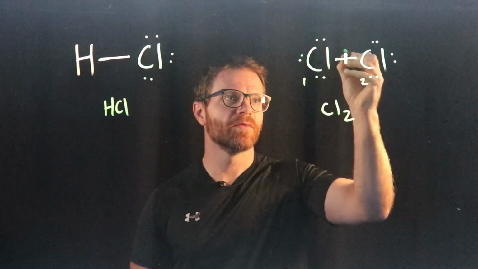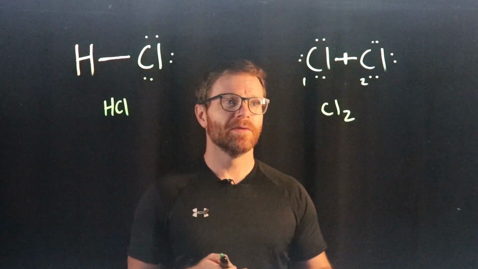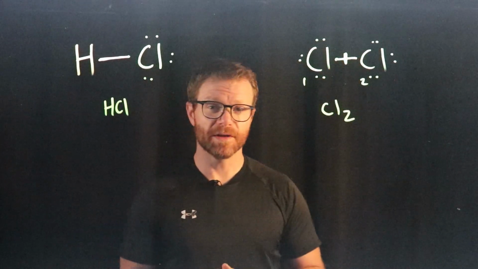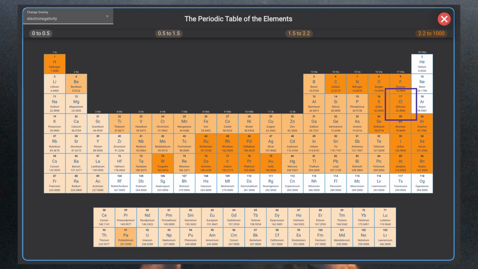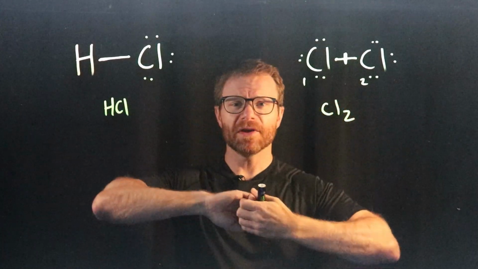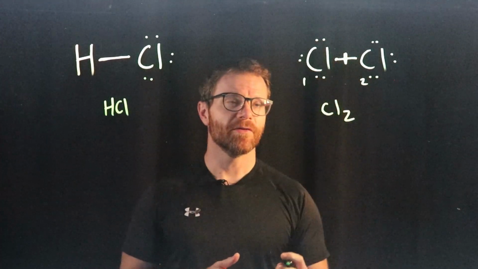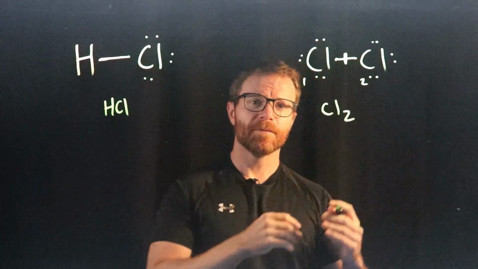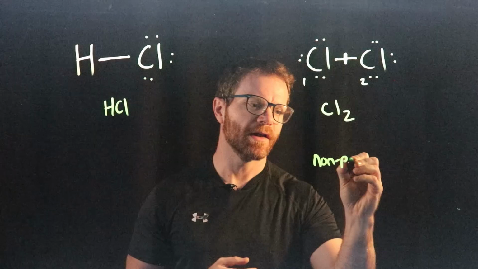They're right between the 2 because these 2 chlorines are identical. They have the same strength that they're pulling those electrons towards them. And they're both very strong. Chlorine's a very strong electronegative element, so it's going to want to pull on those electrons really hard. But they're equally matched, so those electrons are going to exist directly in the middle of them. So they're not going to be closer to one atom or the other. And we call this a non-polar covalent bond.